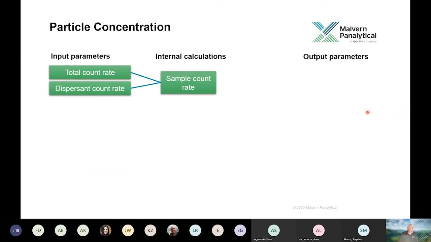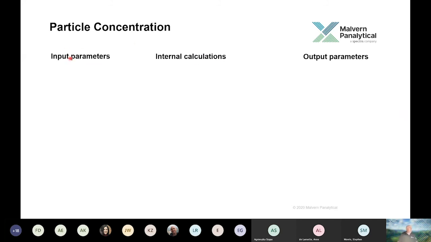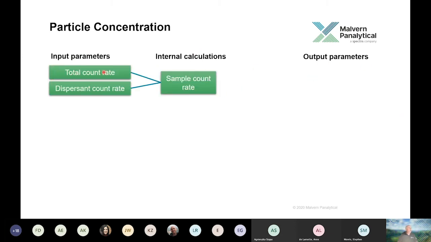So to give you an idea, I've got here input parameters, the internal calculations that we do in the software, and then the output parameters. So input parameters, we take the total count rate from the sample. We've measured the dispersant count rate, so that is there as part of the measurement. And from that, we can calculate the count rate due to the particles themselves. We've already recorded the count rate from toluene.